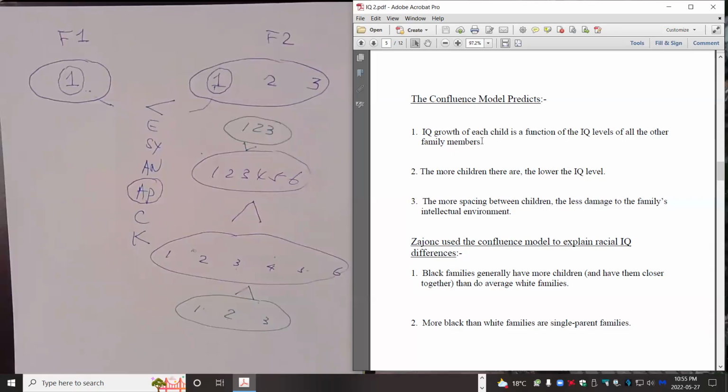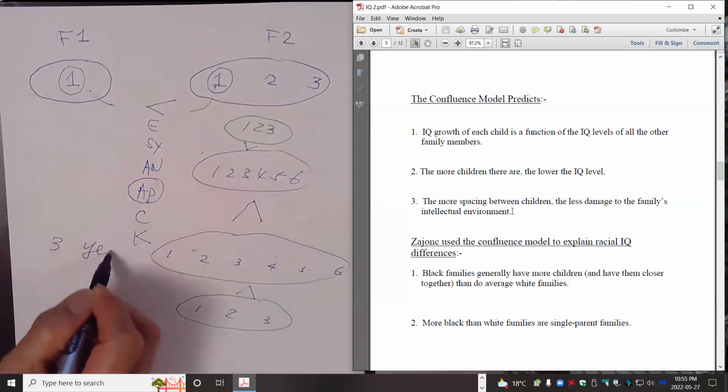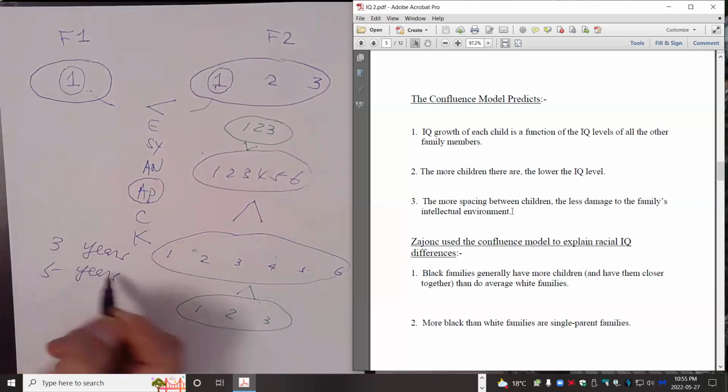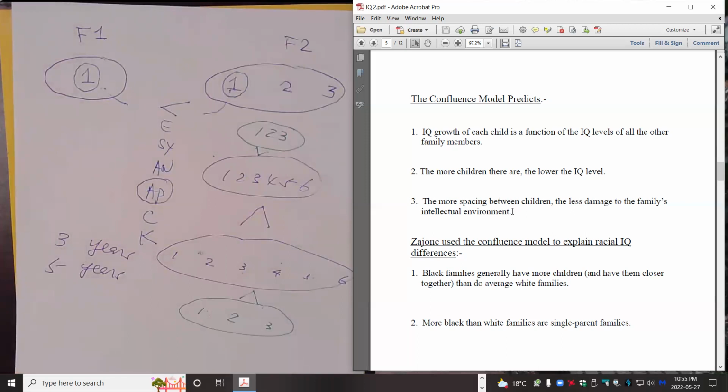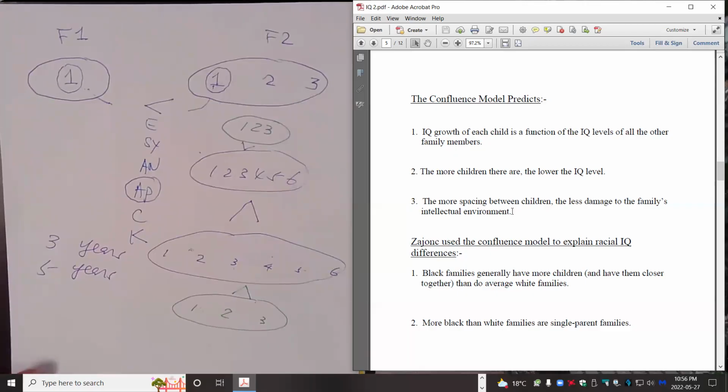Now, the more spacing between children, the less damage to the family's intellectual environment. 3 years apart, as I just mentioned, is much better than the machine gun kind of thing, right? So the spacing should be at least 3 years, and even better would be 5 years. I read Burton White before I had one. I had the first boy, and then we planned to wait at least 3 years. So my second boy was born 5 years later, thanks to Burton White.